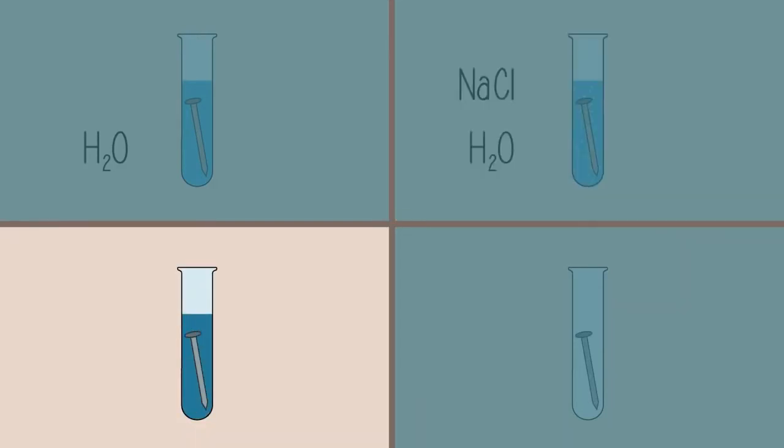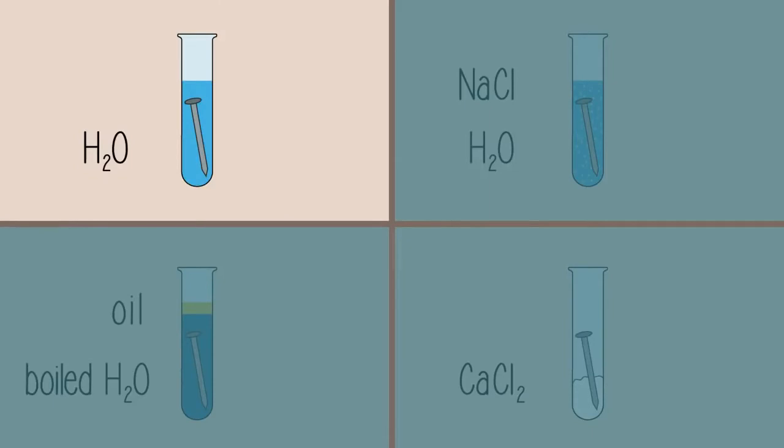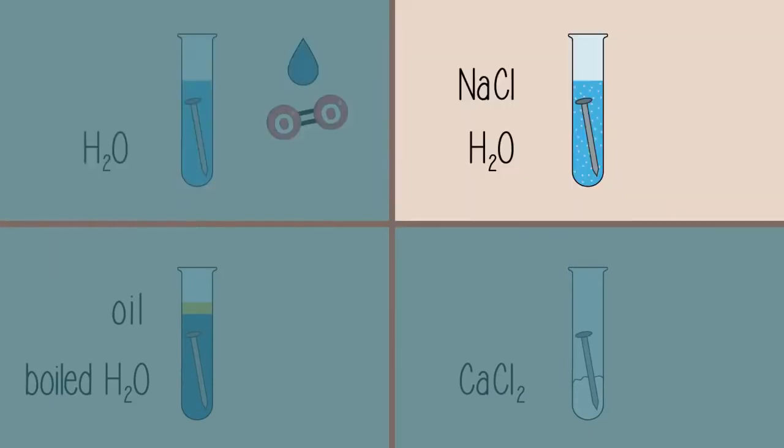Fill the third test tube with recently boiled water and add a thin layer of oil. When we boil the water, we remove any dissolved oxygen, and the layer of oil prevents any oxygen from further dissolving. In the last test tube, add a spoonful of calcium chloride. Calcium chloride removes moisture or water. So in the first test tube, the nail is exposed to oxygen and moisture. In the second test tube, the nail is exposed to oxygen, moisture, and salt.